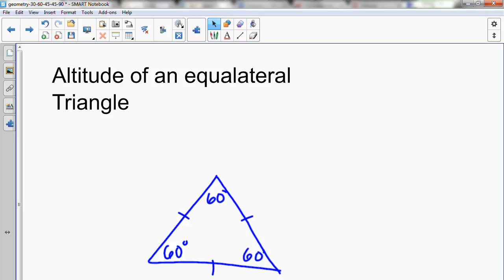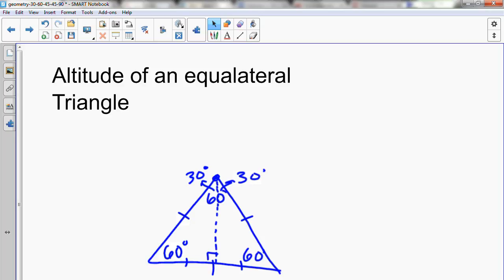Now, when I draw an altitude from here to measure the height, only in an equilateral triangle is an altitude going to split it in half. The altitude is always going to be perpendicular in any triangle, but it'll split it in half there. So it splits these two sides in half, and it splits that angle in half. So what's going to happen to that angle there? They're going to split into what? 30 and 30. So, wait for it, 30, 60, 90. You get two identical 30, 60, 90 triangles.